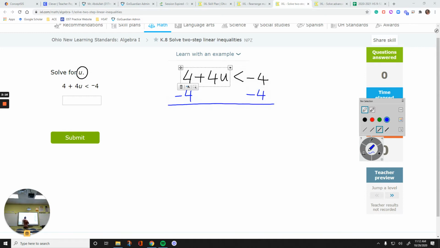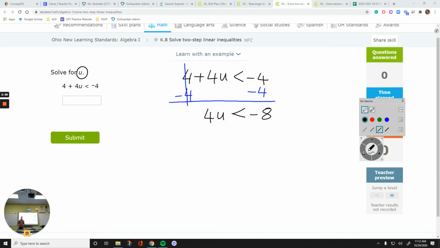So your like terms are this 4 and that -4. These two. So that's why I'm dealing with those two. I'm writing them right underneath one another. So this is cancelled out. Bring down the left side, that's positive 4u. Bring down the sign, that says less than. -4 minus 4 equals -8. Now remember, these are two-step equations. All we have to do is two things.